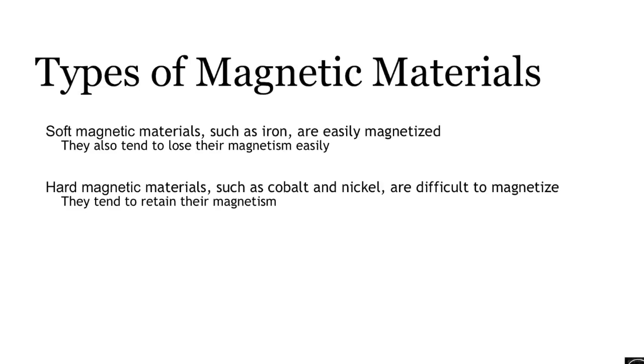So, how easy or how hard it is to magnetize a material, based on those facts, we are going to classify materials into two types. The first one is soft magnetic material such as iron, which is easily magnetized but also tends to lose its magnetism easily. So pros and cons, right? Hard magnetic materials such as cobalt and nickel are very difficult to magnetize, but they also tend to retain their magnetism for a longer period compared to iron.